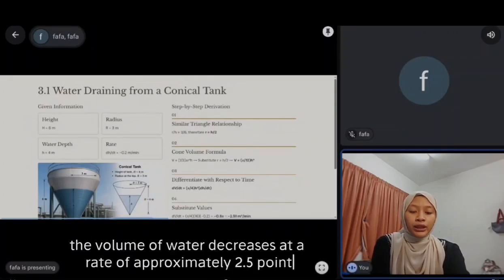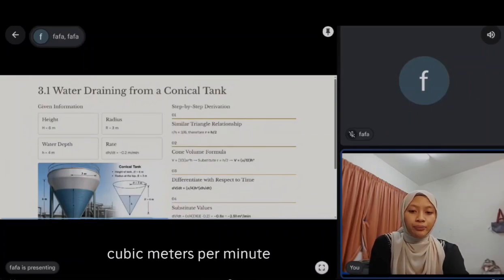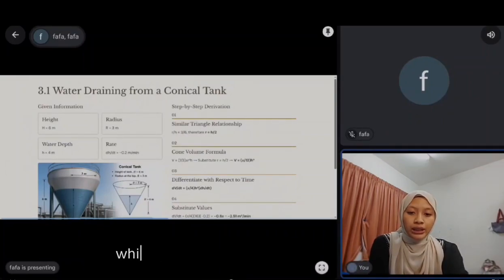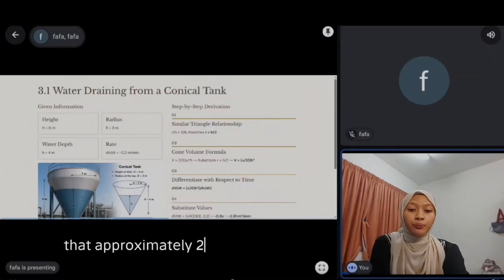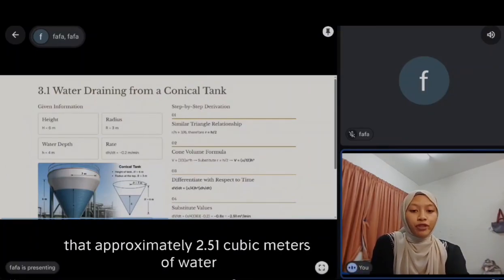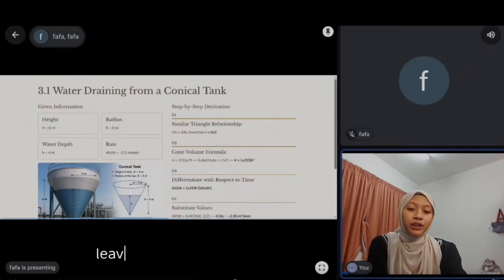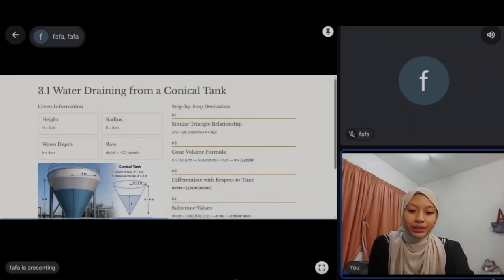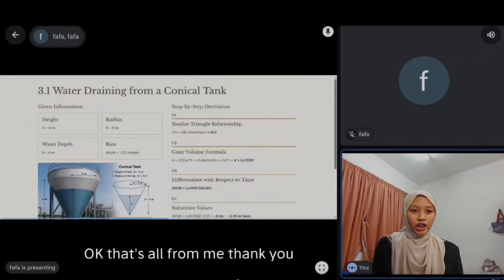Therefore, the volume of water decreases at a rate of approximately 2.51 cubic meters per minute, which means that approximately 2.51 cubic meters of water leave the tank every minute. That's all from me. Thank you.